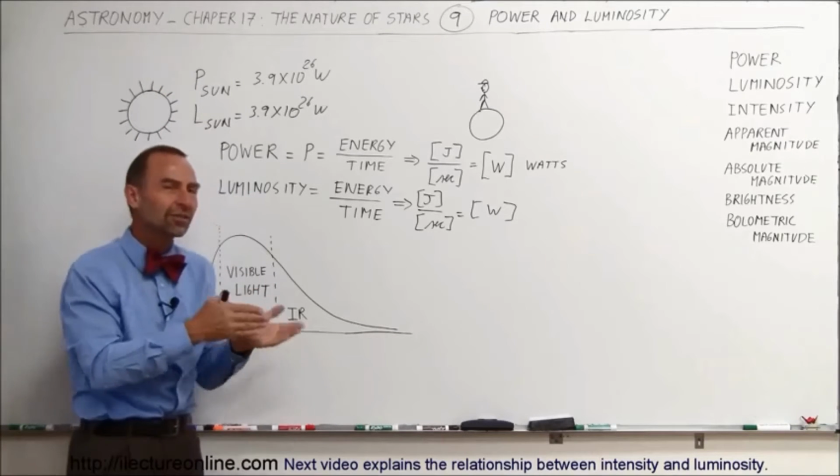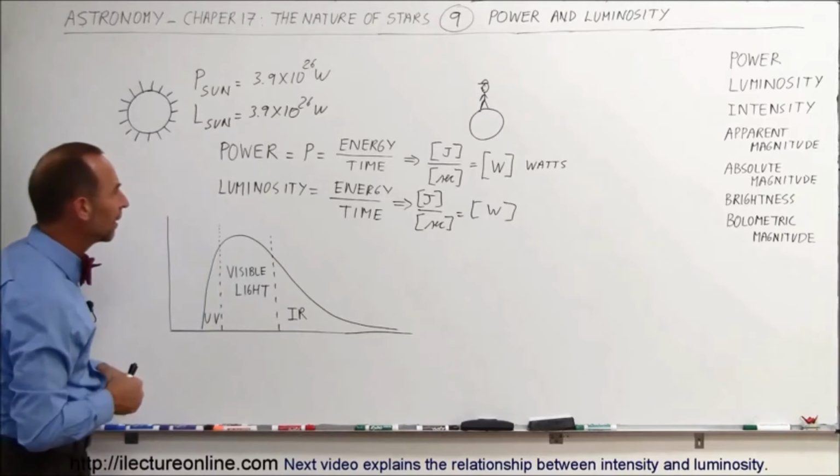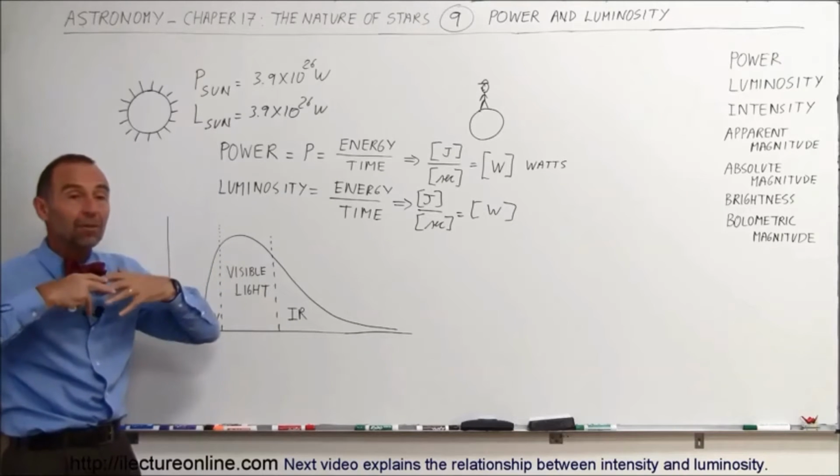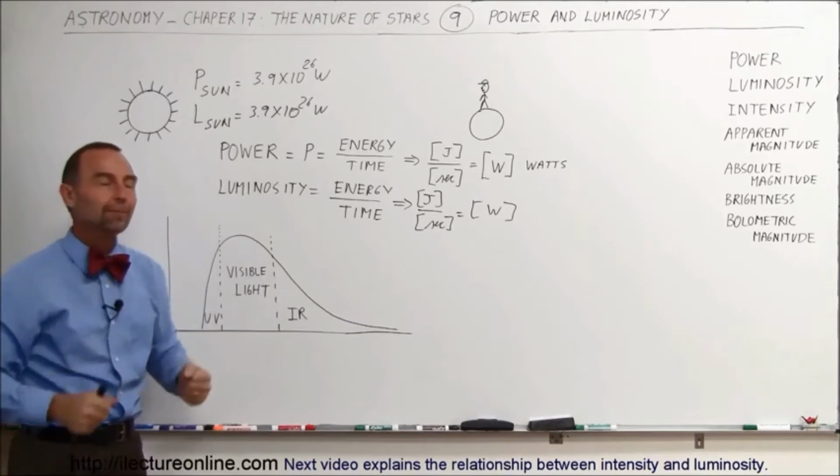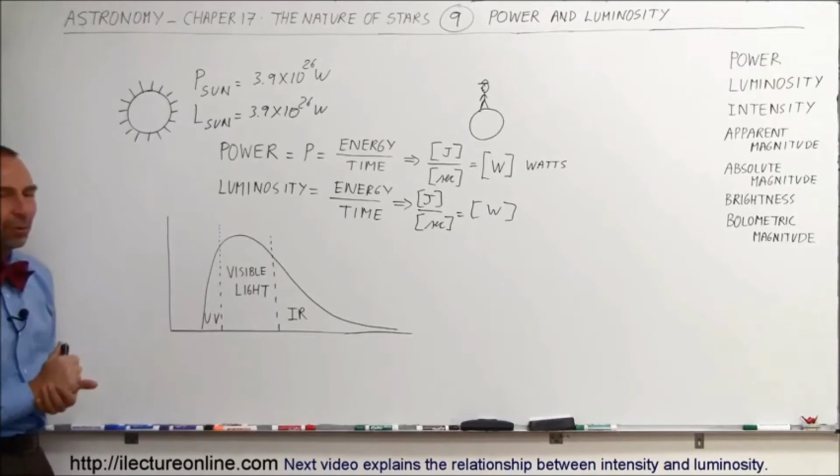We use power in physics, luminosity in astronomy, and it's simply how much energy an object puts out per unit time, how many watts that object puts out. And so that's how we can tell the difference between those two terms.